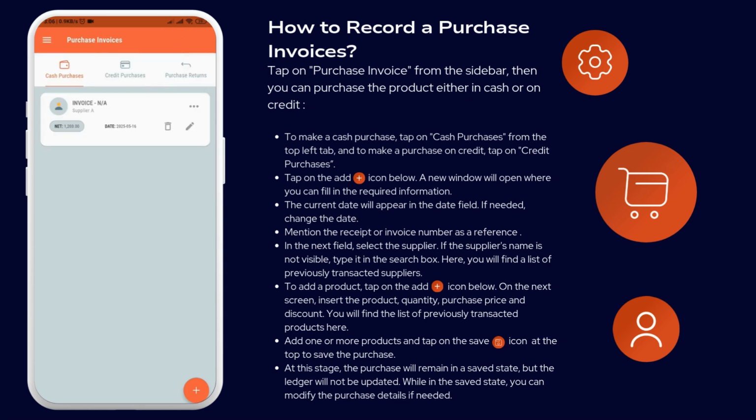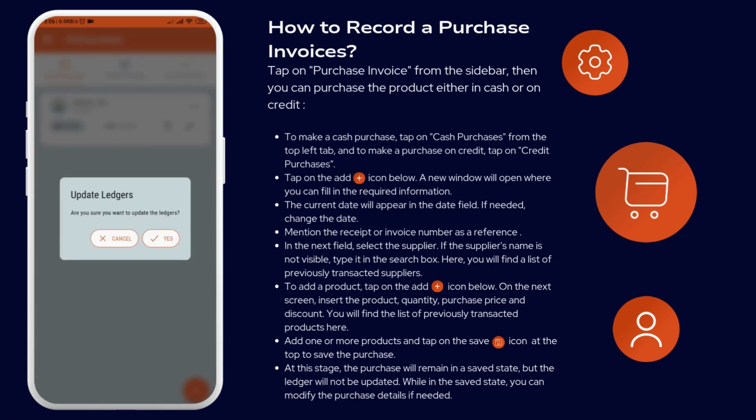At this stage, the purchase will be in a saved state. That means it will not be added to the ledger. While in the saved state, you will be able to edit the purchase information. When you are ready to finalize it, go to the purchase list, tap the kebab icon beside the entry and select Update Ledger.